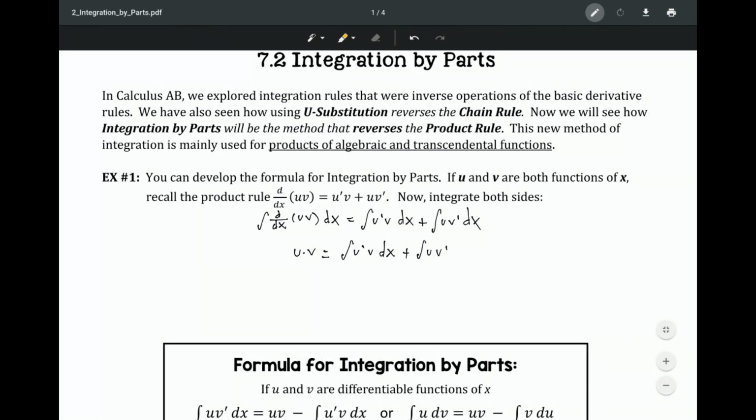But what I will do is rearrange this equation where I'm going to move this side right here. I'm going to subtract this side, and I'm going to end up with uv minus the integral of u prime times v dx. And since I subtracted that term that I underlined, all of that is going to be equal to the integral of u times v prime dx. All right, so this is a formula we're going to use.